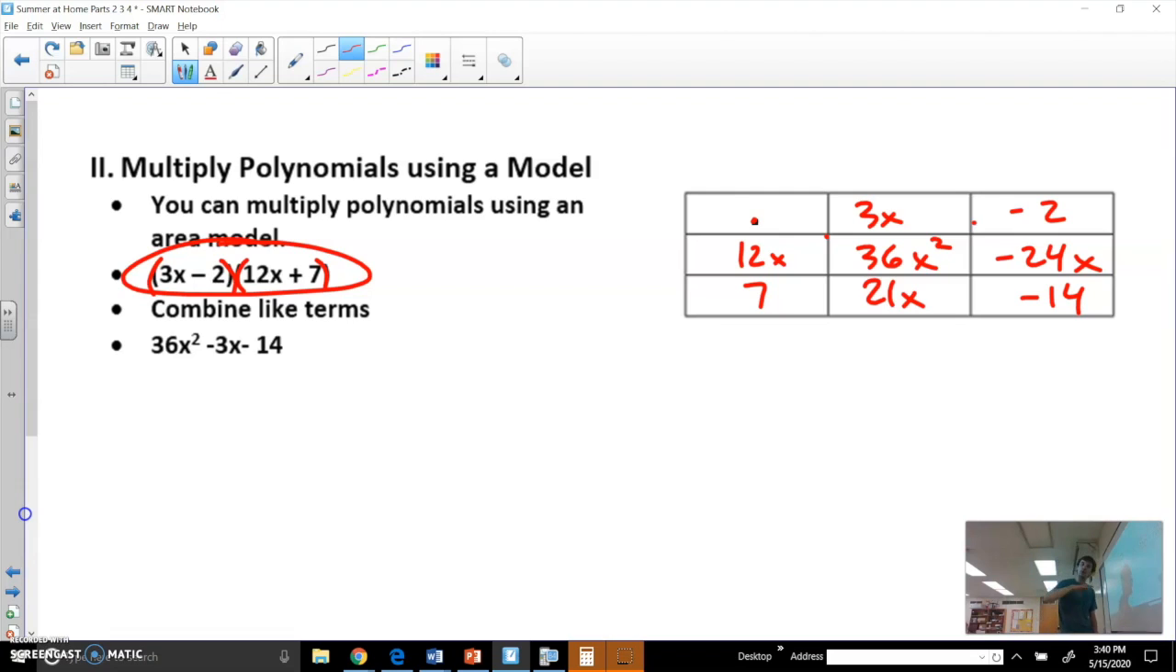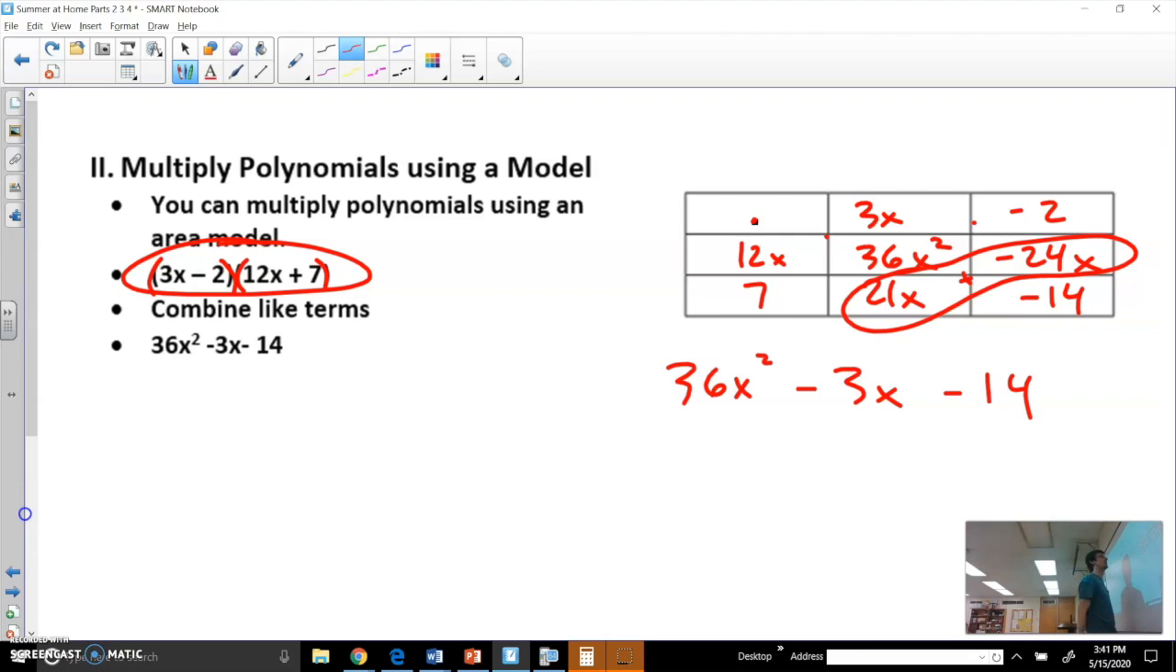And now I want to represent this as a simplified answer, so I'm looking for things that can combine or add together. The first thing I notice is that this is quadratic. 36x squared is not going to change. However, I could combine 21x and negative 24x. You could think of adding them together, or you could think of 21x minus 24x. Well, that would be negative 3x. You would combine those like terms together. And then you have this constant at the end of minus 14 that doesn't really change.